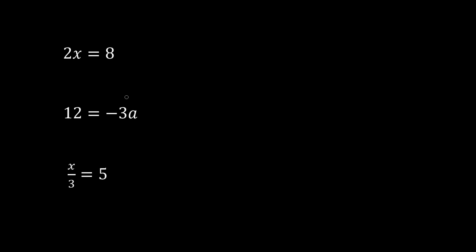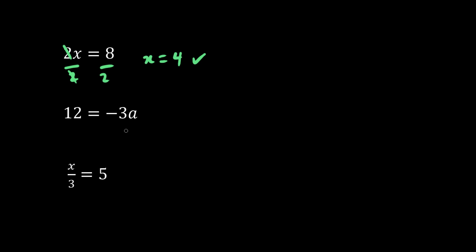Let's solve some multi-step equations. We have an equal sign, so we're allowed to divide both sides by the same number, 2. These 2's cancel out, and so we have x equals 8 divided by 2, which is 4.